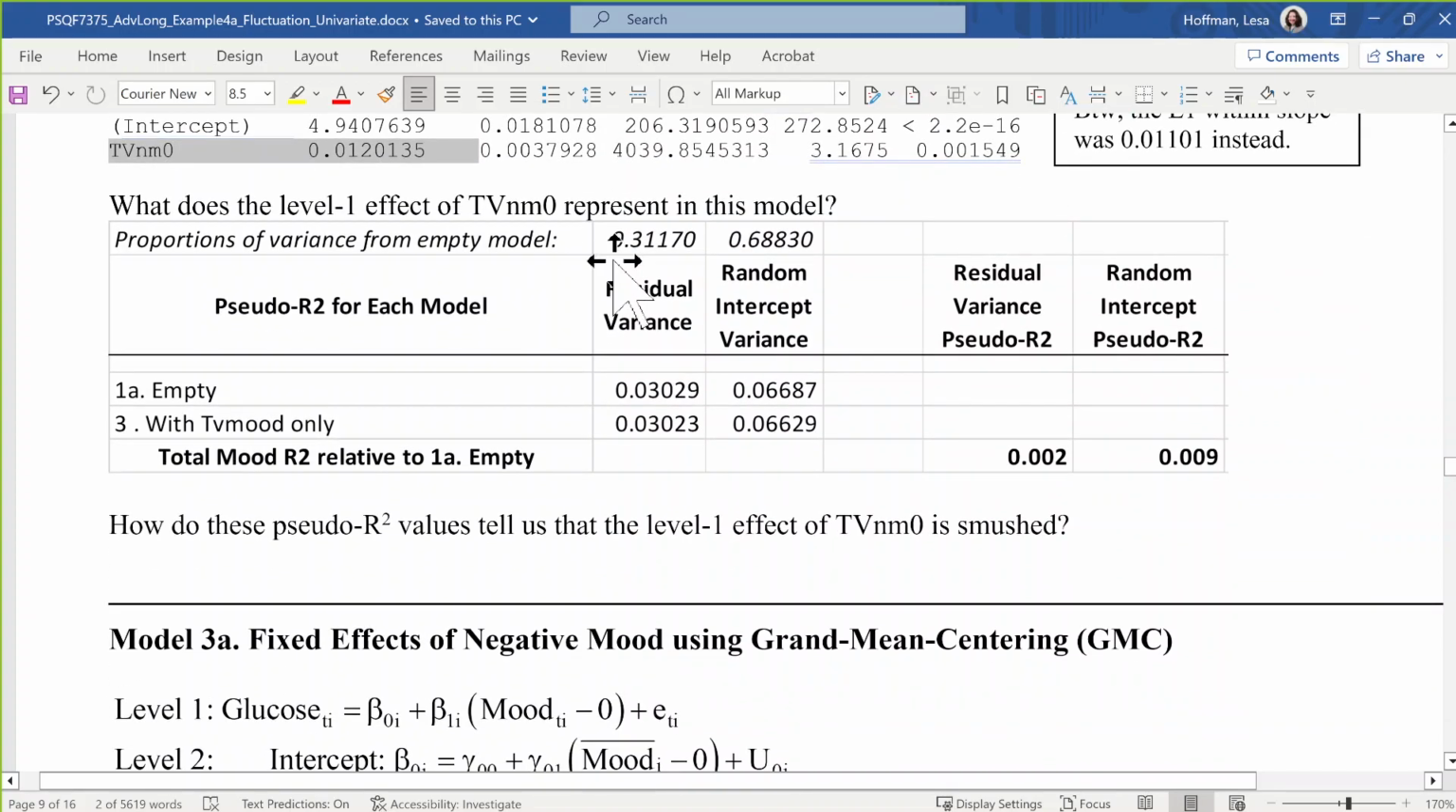The other way that you can tell is if they describe variance accounted for across models, and you can see a change in the level 2 random intercept variance, even though they don't have a level 2 predictor. That means the level 2 part of the predictor with the smushed effect is responsible for that change in variance at level 2. Level 1 predictors cannot account for level 2 variance. It's the level 2 variance in the level 1 predictor that's doing it. So this model accounted for a tiny bit of the residual variance at level 1 like we anticipated, but it also accounted for level 2 random intercept variance.